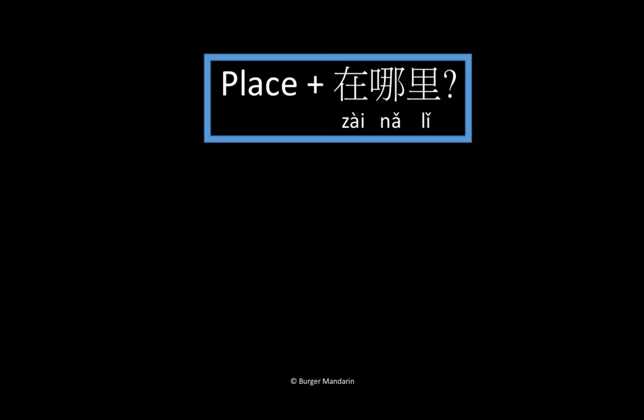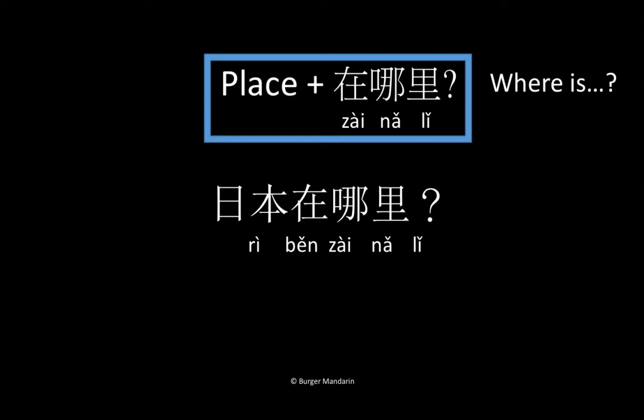Next, we're going to talk about the Mandarin Chinese for the pronoun where. 哪里. 哪 itself means which. 里 means place. So 哪里 literally means which place. So a common sentence structure of using 哪里 is a place plus 在哪里. 在 means at. 哪里 means where. So a place 在哪里 means the place at where, or where is the place.